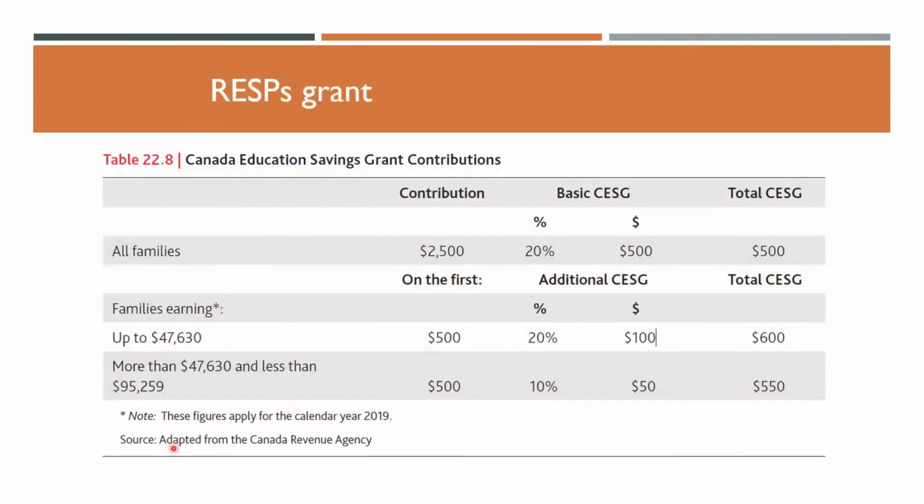If the income is more than 95,259, then they will just get this $500 only.